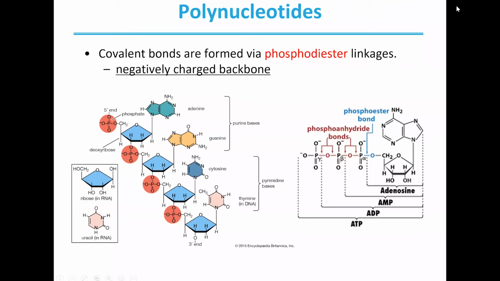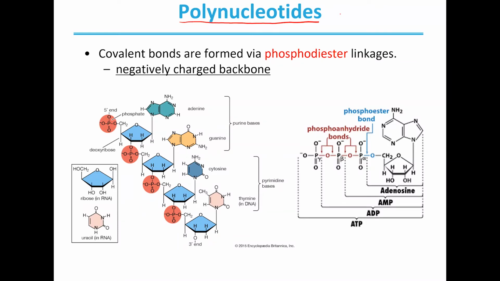Now, let's continue talking about our nucleotides, now in the form of nucleic acids. So now we're moving into polynucleotides, which essentially is the polymer form of the nucleotides we discussed in the last lecture. This is when our single unit nucleotides come together chemically to form a polymer.